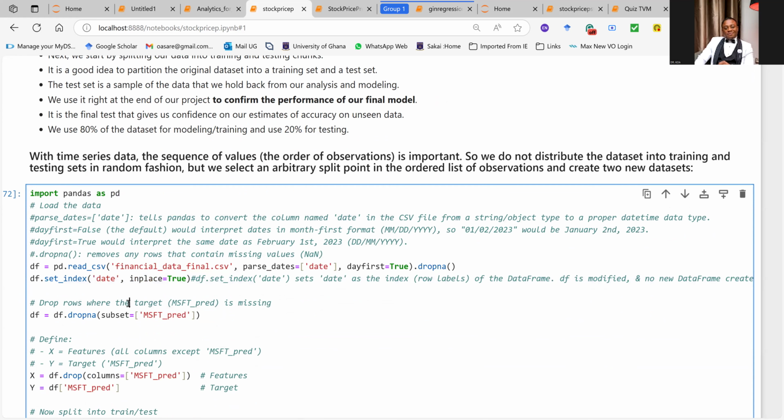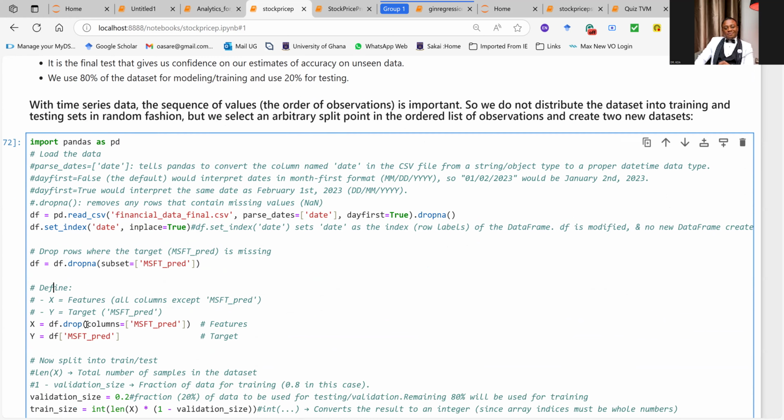Okay. Then you have drop where the target is missing. So if the target variable, Microsoft predicted, is missing, the dropna will drop it. And then you have the features. So all X will be put into one. Anything aside from the MS predicted is going to be classified as an X variable.